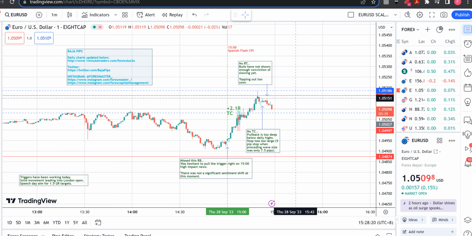So now I need to see a TC. I need to see basically a trend continuation. That's what TC stands for. I need to see a large wave down, pull back, and then I'll possibly take a trade. That's what we're waiting on next.